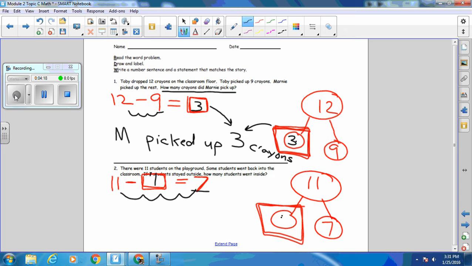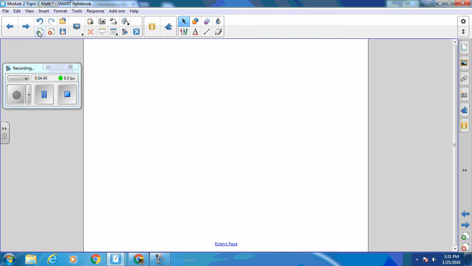So it's 11 minus 4 equals 7. I put my 4's in. How many students went inside? This is another thing that some of our friends are missing. 4 students went inside. Now, I don't mean to take up a ton of time, but I want to expand on this.